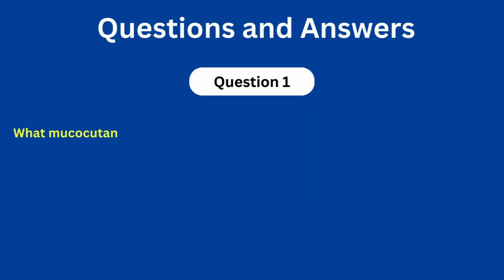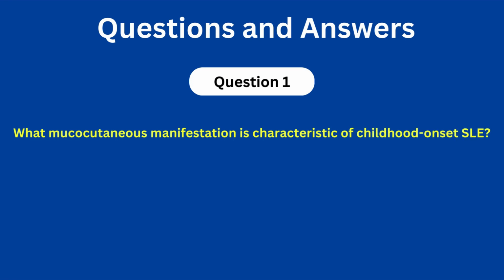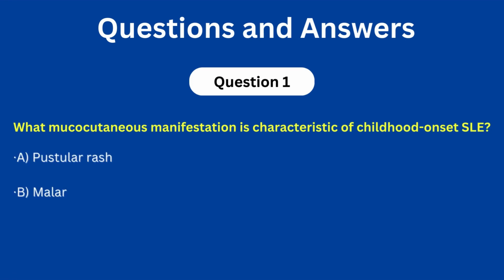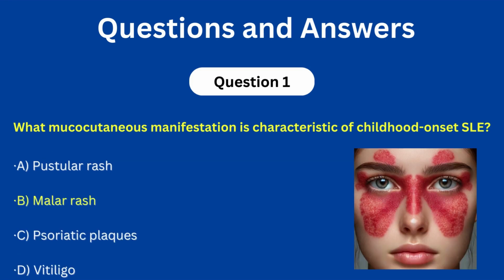Question number 1. What mucocutaneous manifestation is characteristic of childhood onset systemic lupus erythematosus? A. Pustular rash. B. Malar rash. C. Psoriatic plaques. D. Petechial-like. The correct answer is B.